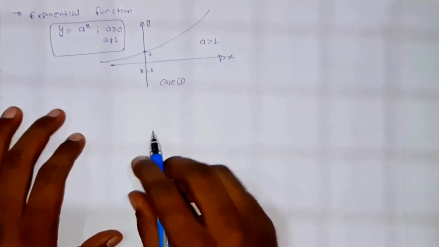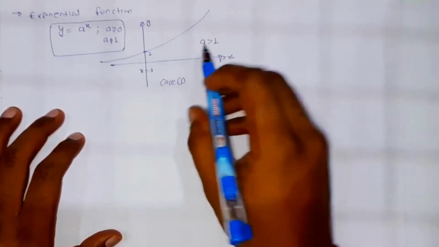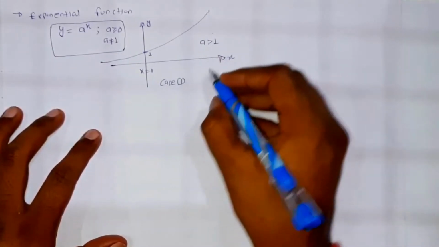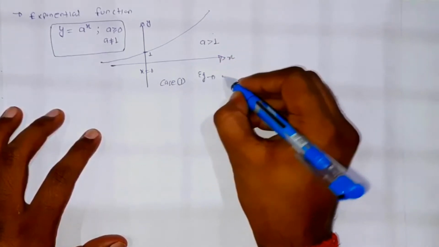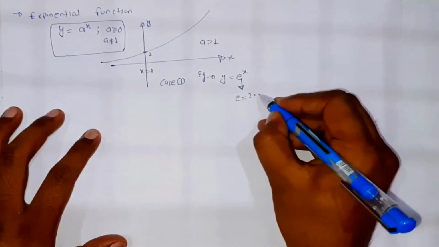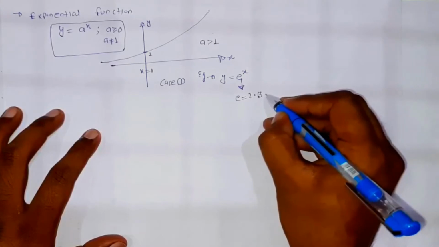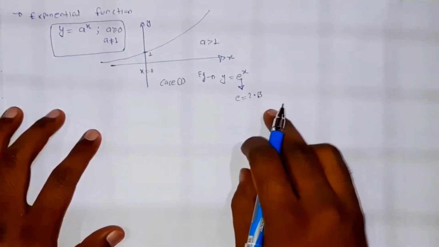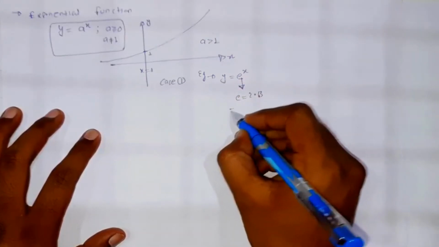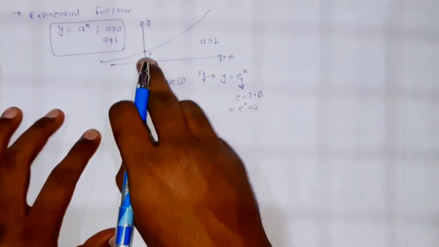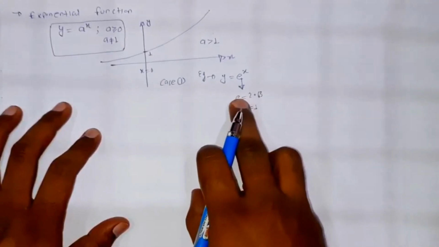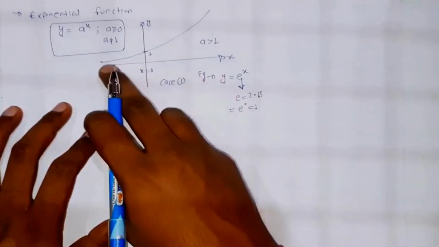So here two cases are there. The first case I have already drawn. This graph will happen when a is greater than 1. For example, the graph is like y equals e to the power x, because we know the value of e is 2 point something. So y equals e to the power x. If we put x equals 0, then e to the power 0 will be equal to 1. So if a is greater than 1, we can take the example a equals e, and the graph of this function will be like this.